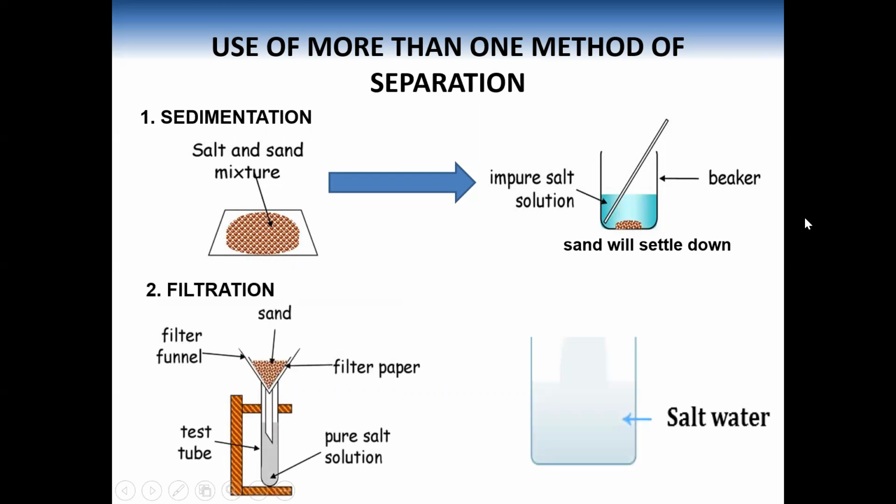The second method, after sedimentation, is filtration. This mixture will be added in this funnel which contains filter paper. We know that sand particles will not be able to pass through this filter paper, whereas the liquid part which contains salt in water can pass through the filter paper. So this is the mixture of salt and water in which sand is not present.